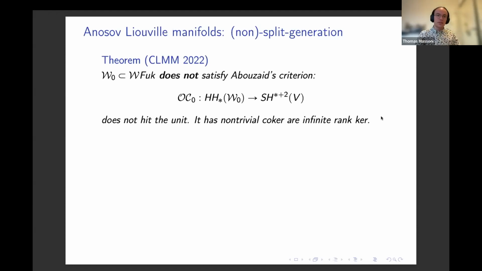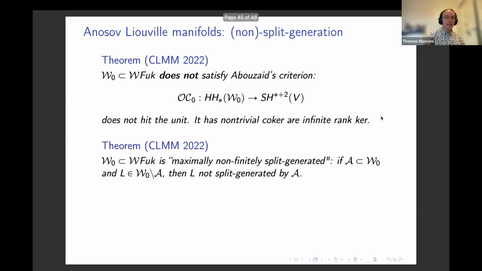So that's a bit sad, but it's life. And we can also show that this orbit category is actually a fairly big infinity category. And we can show that it's what I call maximally non-finitely split generated, which is a complicated way of saying the following. If you take a subcategory of the orbit category, so you take a collection A of these simple closed orbits, and you take an orbit L that is not in this collection, then this object L is not going to be split generated by this collection A.